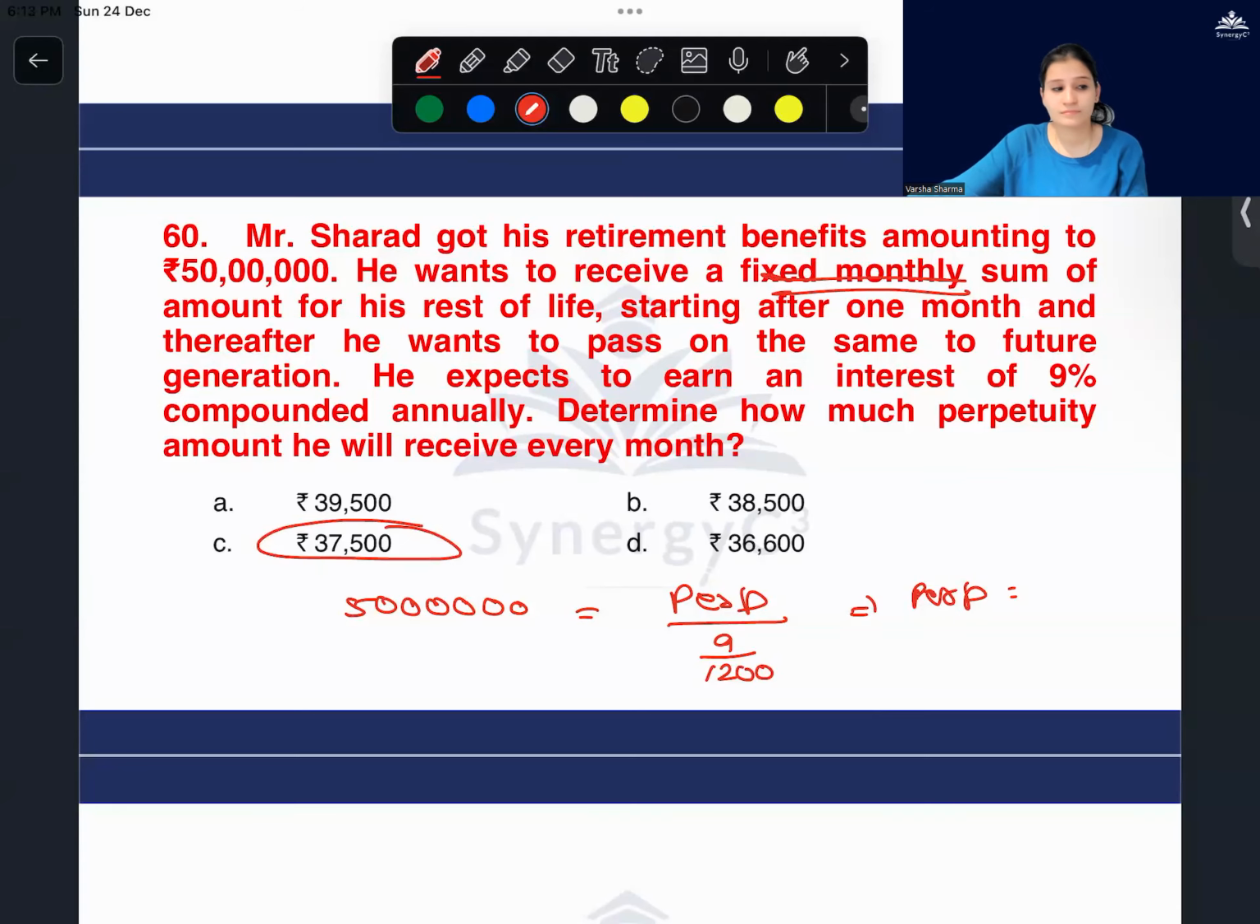Done? Everyone done? पहले monthly, so 9 by 12, then decimal by 100. ठीक है?